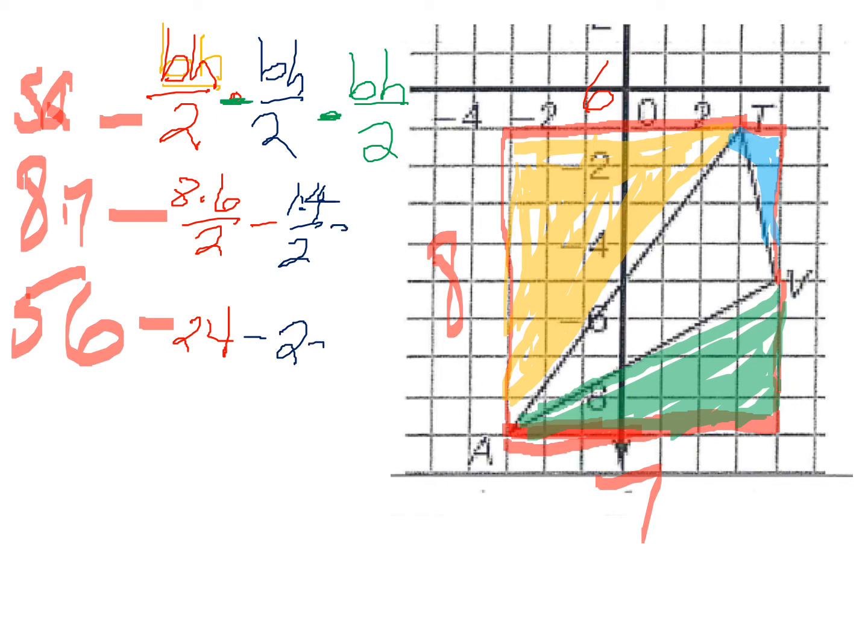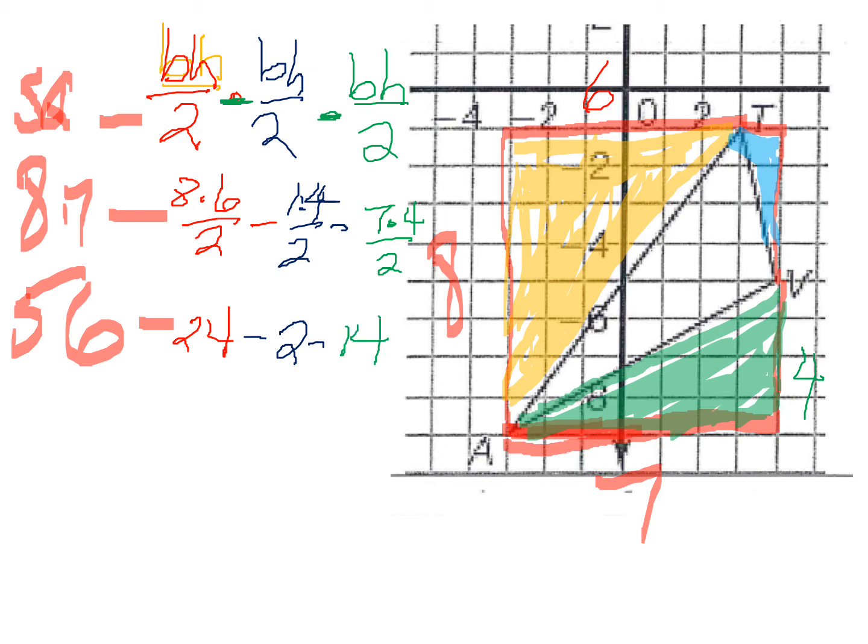Alright, minus, finally the green one. We got 1, 2, 3, 4 going down and 7 going across. So that'll be 7 times 4 divided by 2. The base times the height divided by 2 each time. That's 28, half that's 14.